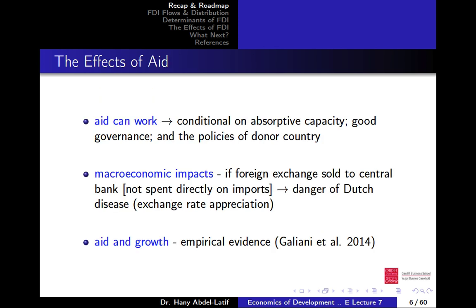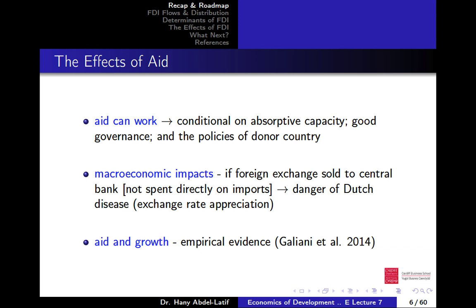Then we briefly talked about the macroeconomic impacts. At the end, we said aid can work, but it depends on many factors. One was the absorptive capacity of the recipient economy. There could be so much money going to Africa, but they don't have the capacity to utilize it efficiently. They don't have the administrative capacity, or those who can use these resources efficiently. Also, foreign aid itself is not enough, because there must be good governance and good macroeconomic policies. So it's more about the environment in which aid is being utilized, which is something missing in developing economies.